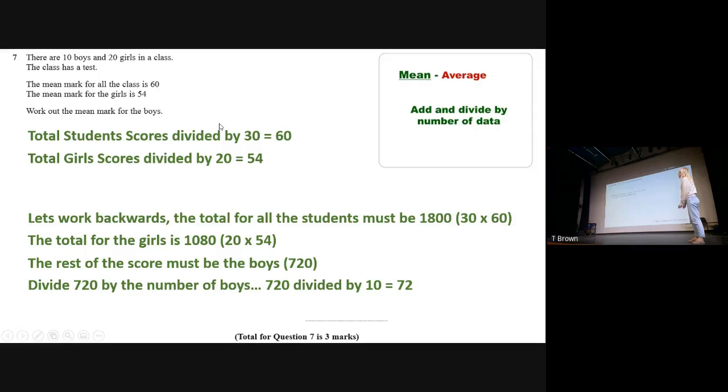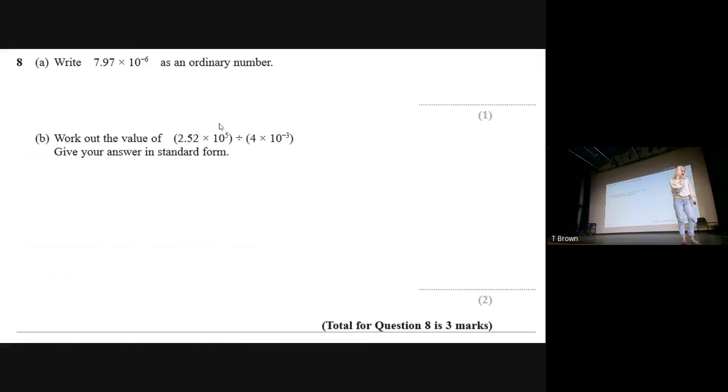Okay, standard form, which again, you've done this year. Write 7.97 times 10 to the power of minus 6 as an ordinary number. Now, hopefully we're remembering that a minus power makes the number really, really small, and a positive power makes the number really, really big. So this is going to be a decimal number. We need to divide by 10, 6 times. So you can, if you want, get your decimal point and just bounce it.